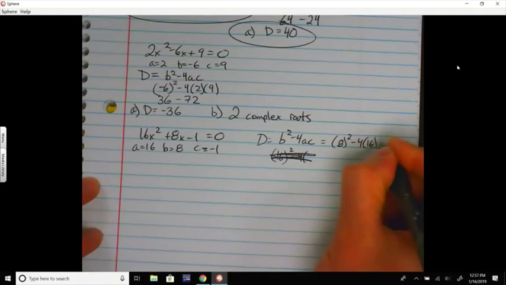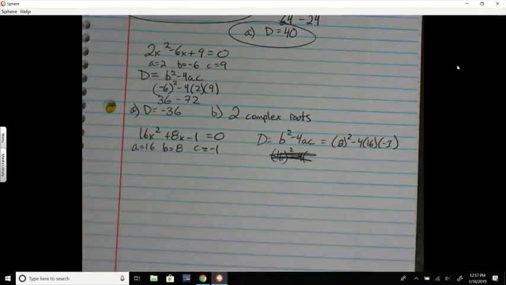So the answer is 8 squared minus... Are you getting 0 or 128? I got 0. How do you get 0? It's a negative 1 here for the C. So you have 4 times 16 times negative 1 is a negative 64. So it's minus a negative 64.